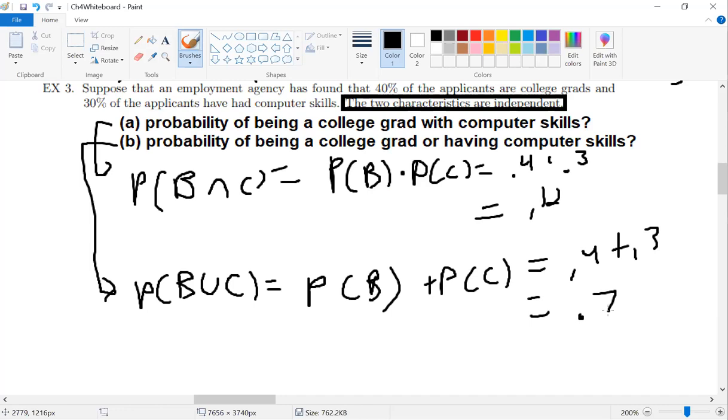I told you it's going to be about as easy. You're going to see there are a couple of web work problems that are as easy as this. Any questions about this problem? Yes.